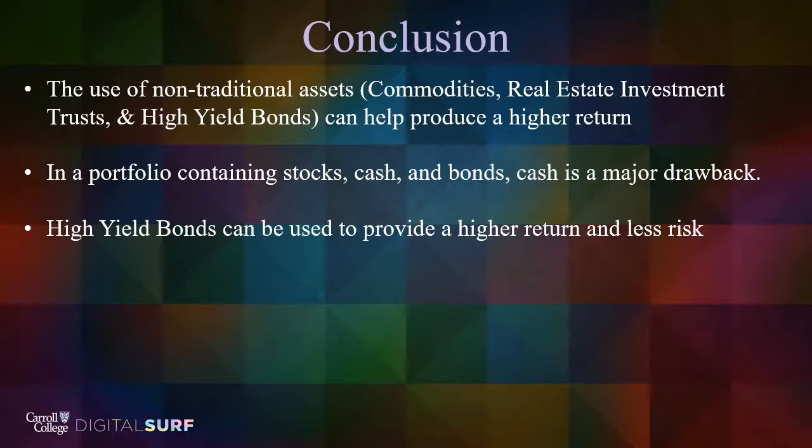In conclusion, from the study, we can see that the use of non-traditional assets can help produce a higher mean return to your portfolio, but they do often carry more risk. So for an investor who is not afraid of risk, they can be useful. We also found that in a portfolio containing stocks, cash, and bonds, cash is a major drawback. This is due to its low return.